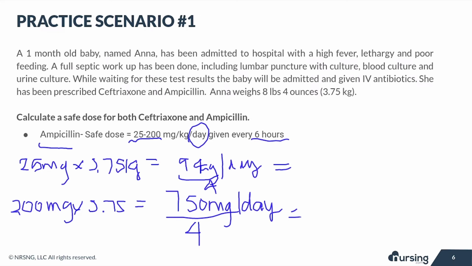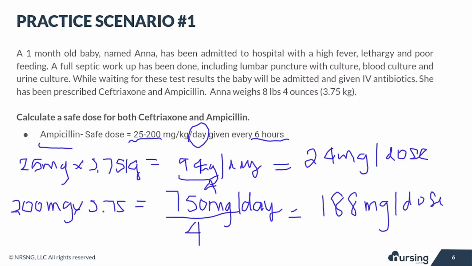So for the lower end, when we're dividing 94 by 4, that gives us about 24 milligrams per dose. And then for the 750 milligrams per day, when we divide that by 4, we're going to get 188 milligrams. And again, that is per dose. So we had to do an extra step there to calculate how much she can have per dose because the formula that we were given by the drug book gave us how much she could have per day. So just always make sure that you're paying attention to whether your formula is per day or per dose so that you can really get the accurate amount that she can have.